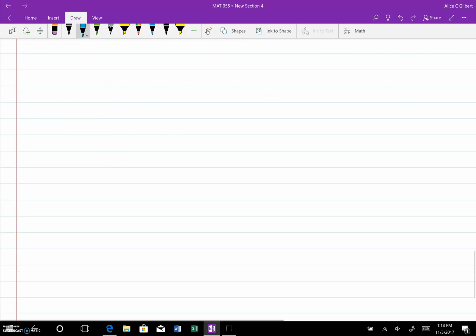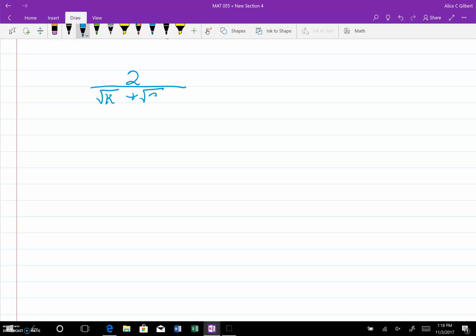Okay, and let's do one final example. 2 over the square root of k plus the square root of z. All right, so once again, I need to multiply my denominator by whatever will make it a difference of squares. So the square root of k minus the square root of z. If I do that in my denominator, then I have to do the same thing in my numerator.